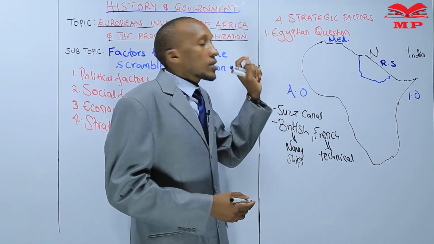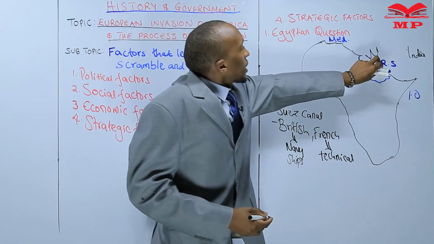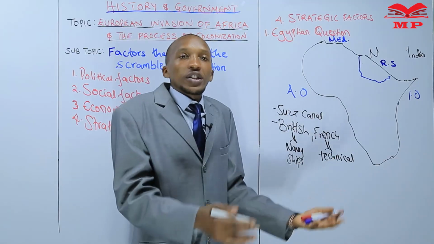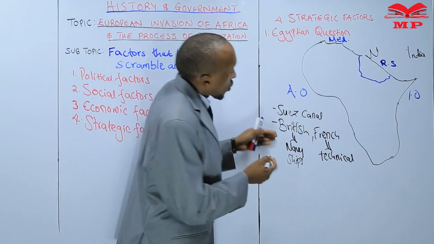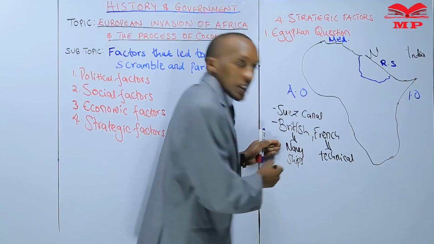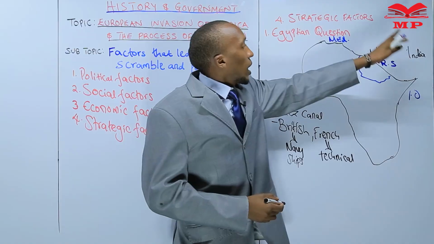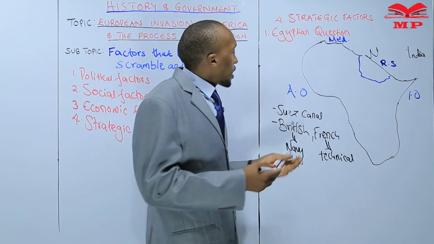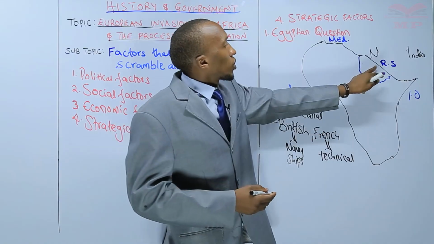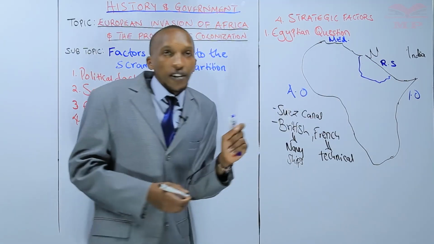So that is the first strategic reason. So Egypt was of strategic importance to the British. Why? They wanted to control a passageway for their ships towards where? The Far East, or India, or those other places where they had colonies. So that is why it was so important for them to control the canal, the Suez Canal. So that is the first one.